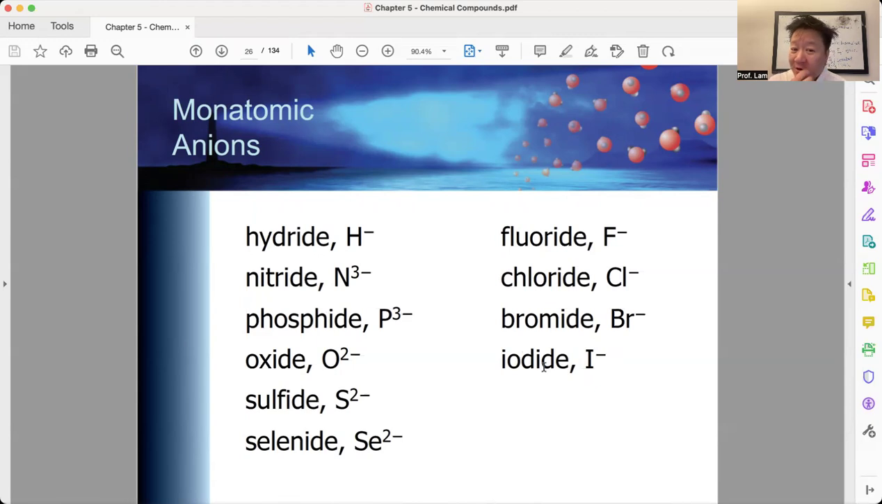So other ones that are not on this list would be, let's see, what else? Carbon. Carbon's not on this list, but if it was C4 minus, then it'll be carbide. Follows the same rule. Keep the root, carb, and add IDE. Let's see what else that works with.